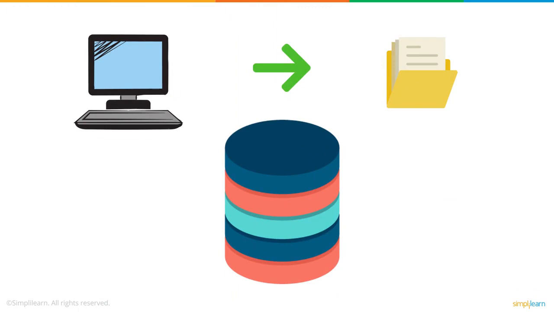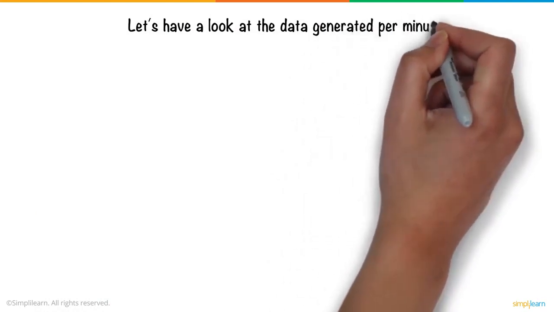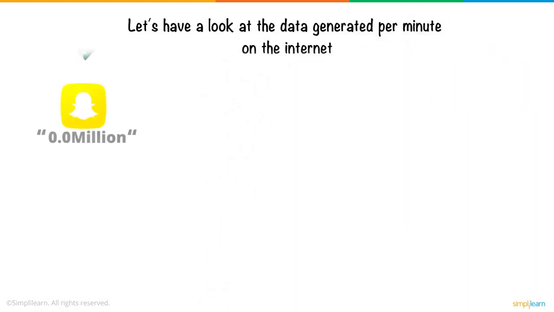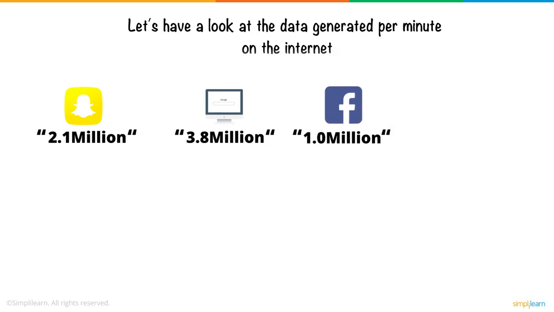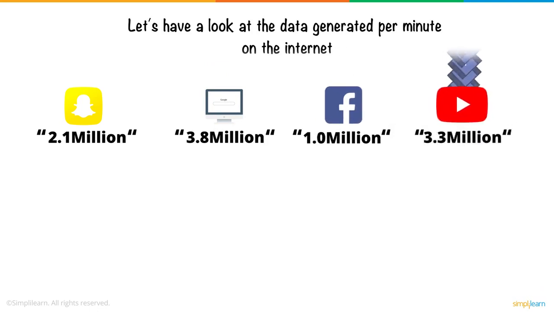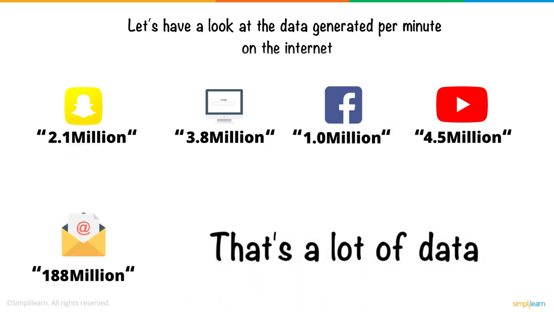In fact, this amount of data is quite a lot for traditional computing systems to handle. And this massive amount of data is what we term as big data. Let's have a look at the data generated per minute on the internet. 2.1 million snaps are shared on Snapchat. 3.8 million search queries are made on Google. 1 million people log on to Facebook. 4.5 million videos are watched on YouTube. 188 million emails are sent. That's a lot of data.